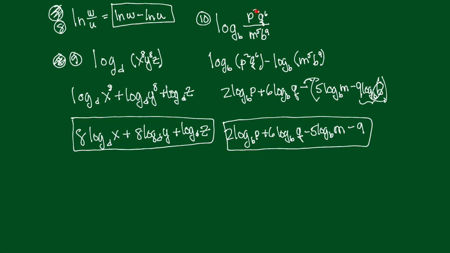The exponents come down as multipliers. The 2 comes down as a multiplier. 6 comes down as a multiplier. 5 comes down as a multiplier. 9 comes down as a multiplier right there. And then the positives are on the top, negatives are on the bottom.